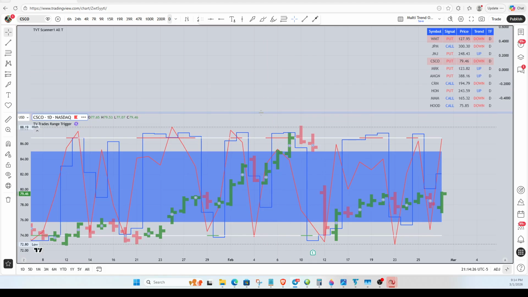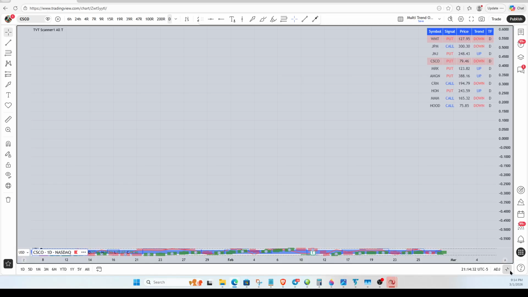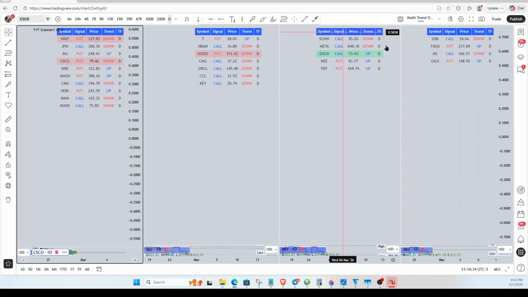You've got to be logged into TradingView for it to load, and it's going to take a minute to load. It does a lot of work in the background. It does a whole bunch of things you don't see. It's going to scan a whole bunch of things and load a whole bunch of things. But do that, all right?